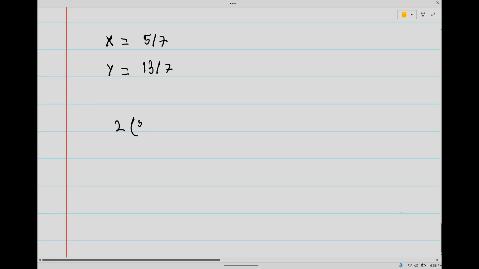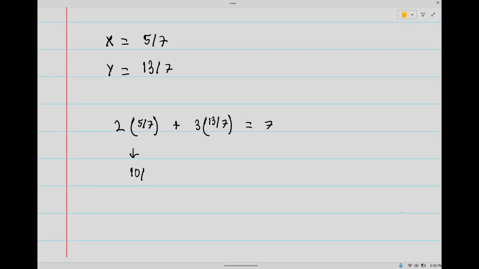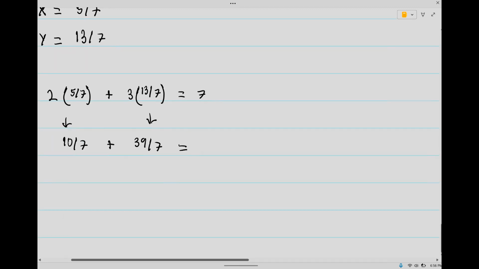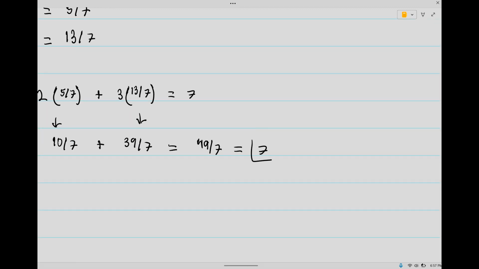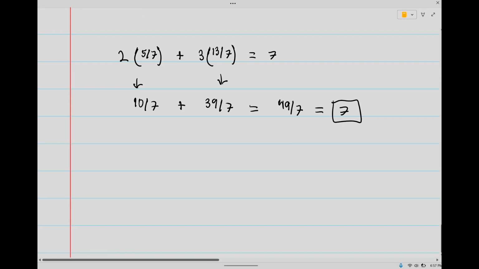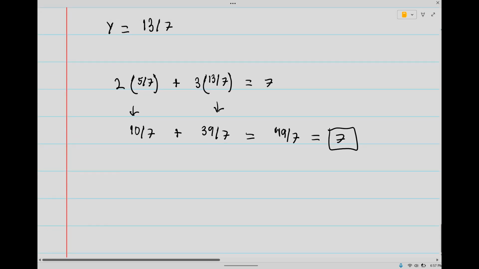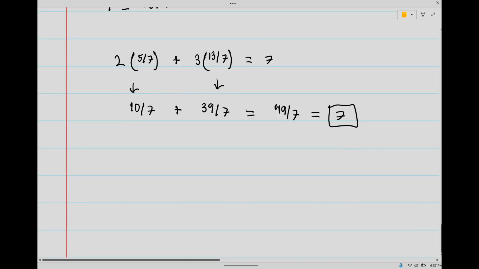So 2 times 5 over 7 plus 3 times 13 over 7 should equal 7. So you get 10 over 7, and then this is just 39 over 7, and then 49 over 7, which is 7. So the first equation is correct. The value we found for x satisfies the first equation.